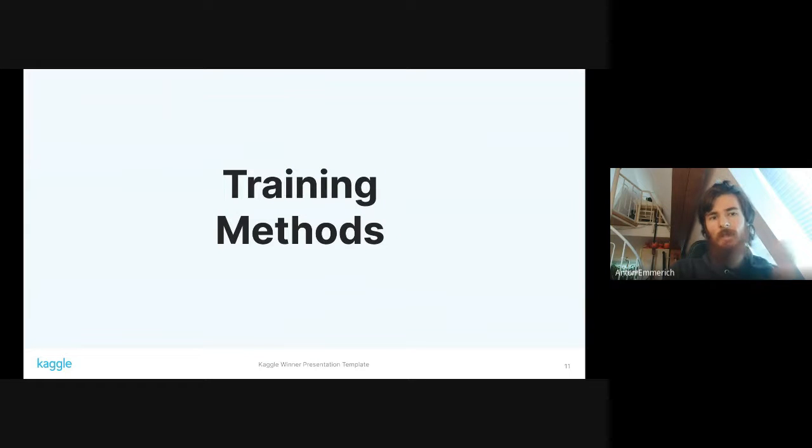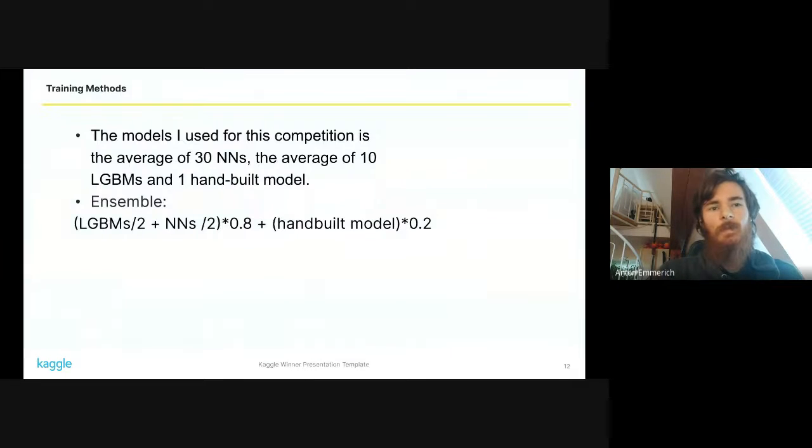Training methods. Next slide, please. For the modeling, I just used the normal machine learning models as you would. I used gradient boosted trees. And for the gradient boosted trees, I tried various different parameters, like these lambda and gamma parameters. All of these parameters are basically there to prevent overfitting.